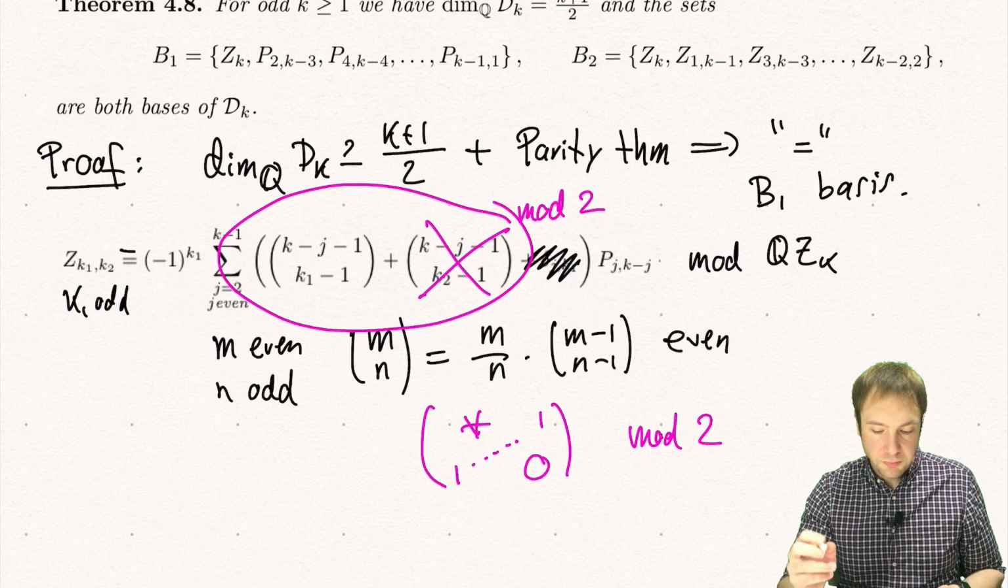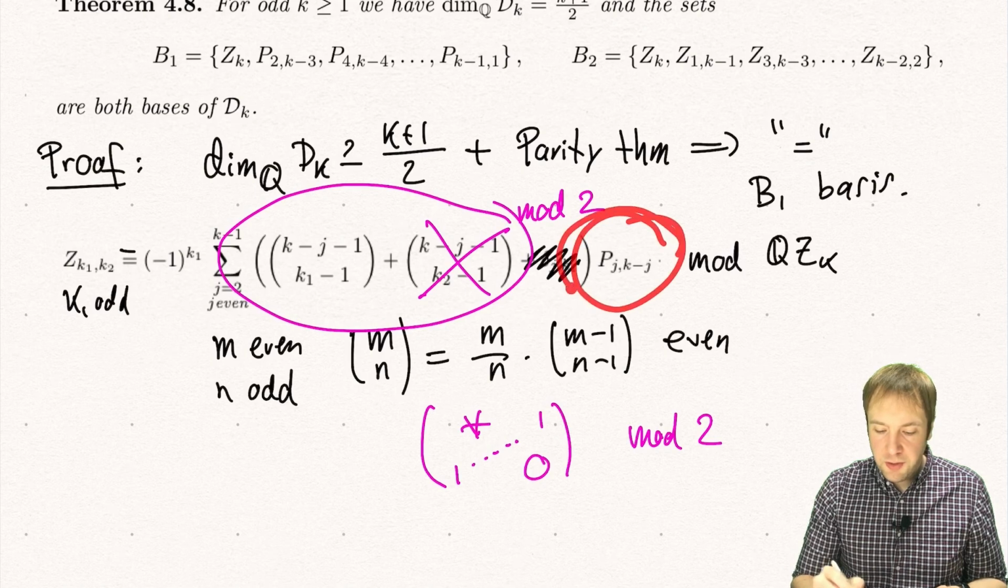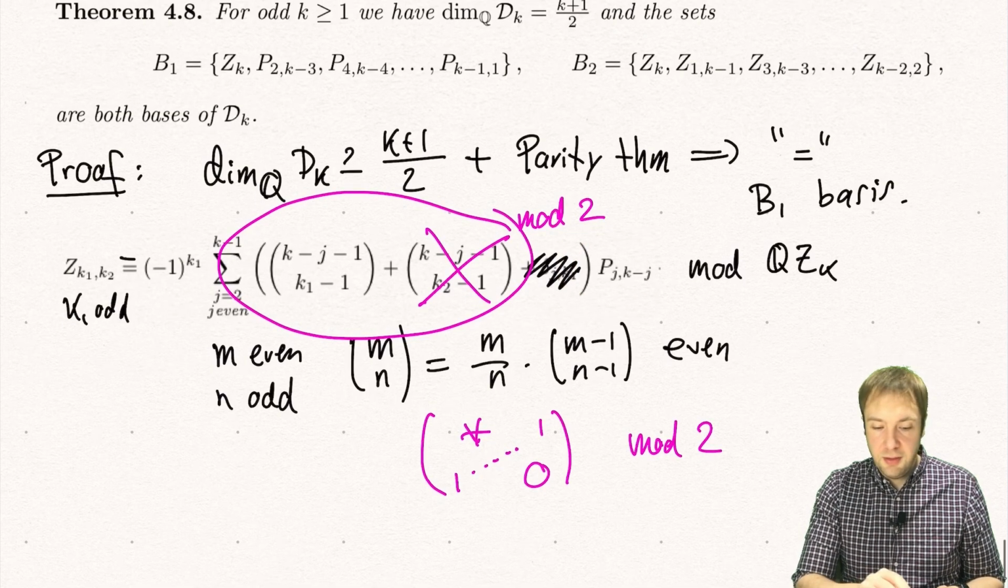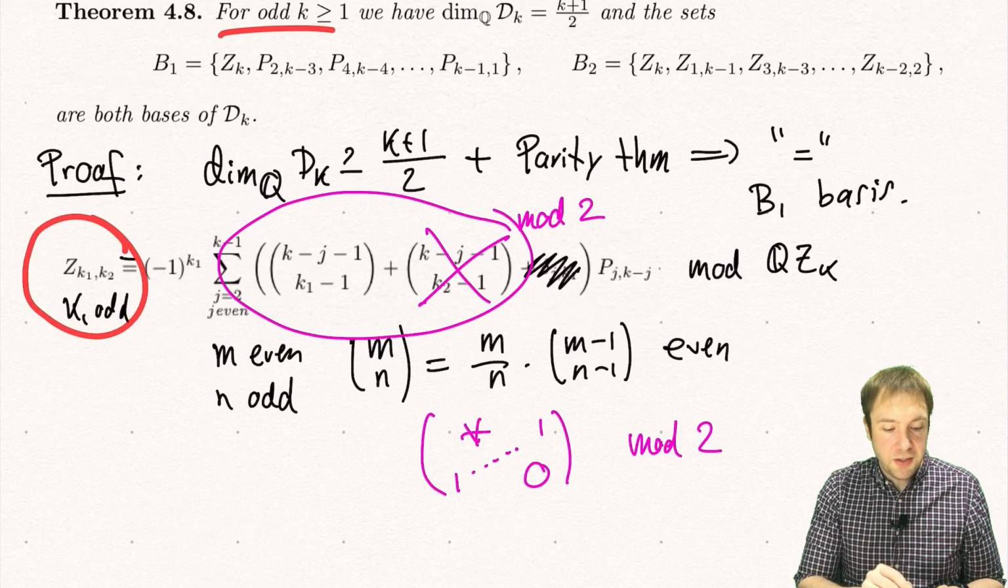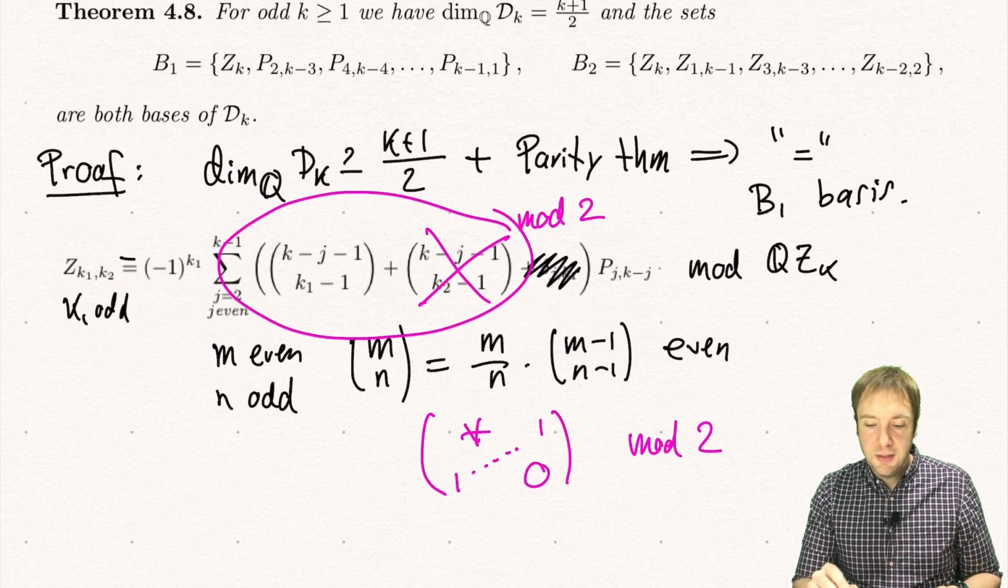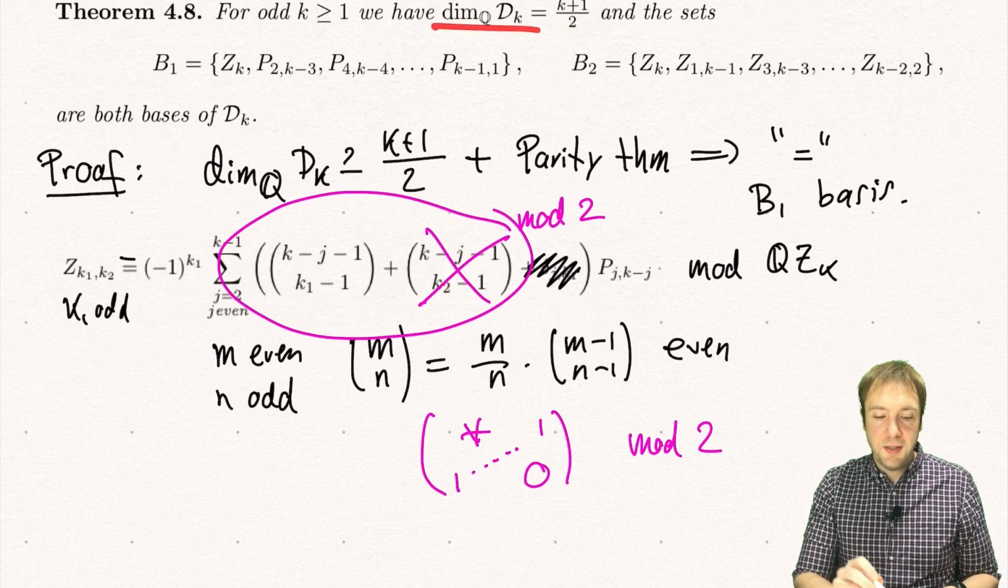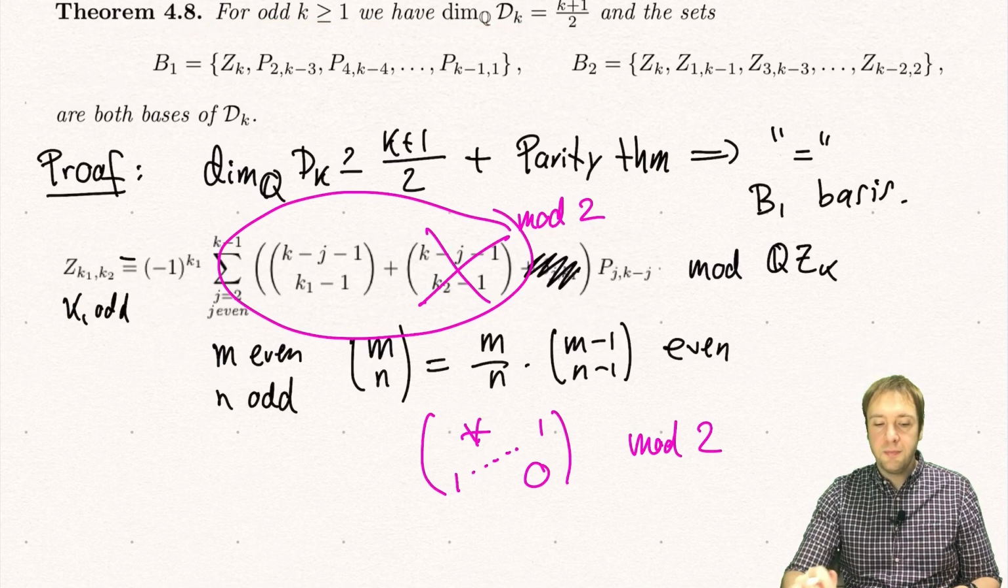odd. And therefore, we can write any of these p_{k1,k2} in the odd weight case as a linear combination of these z_{k1,k2}, where the first k1 here is odd, and therefore this also gives a basis for our space D_k in the case k is odd.